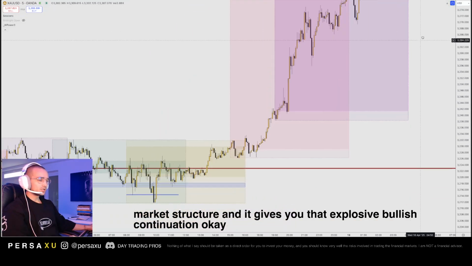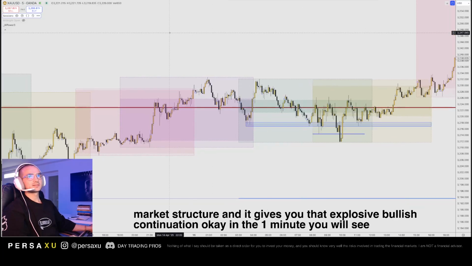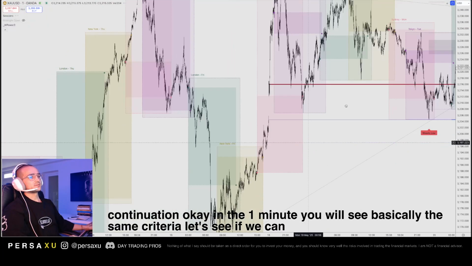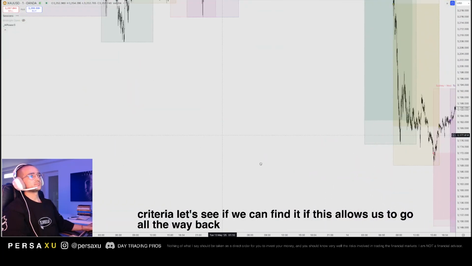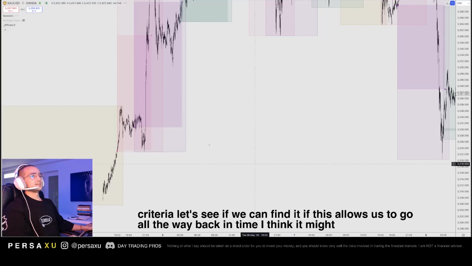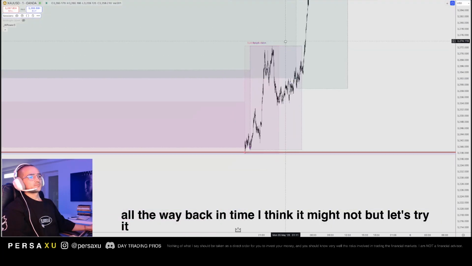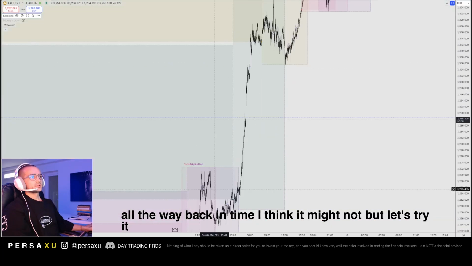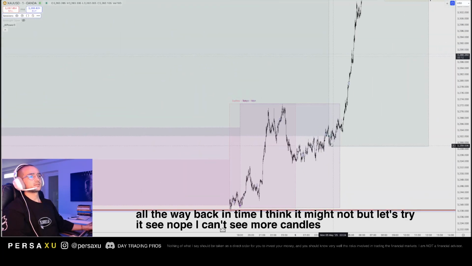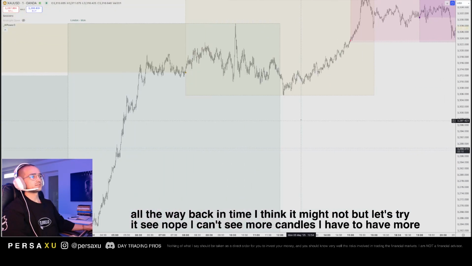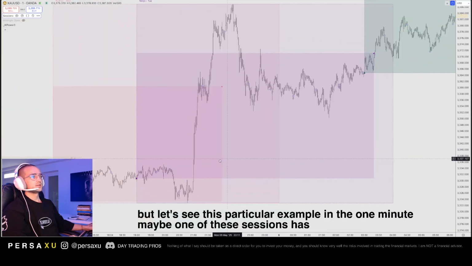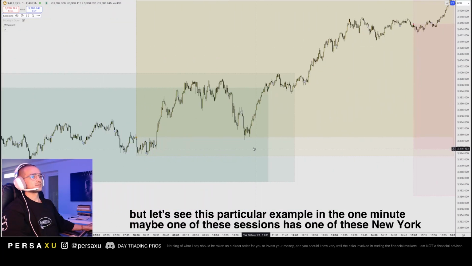Okay, in the 1 minute, you will see basically the same criteria. Let's see if we can find it, if this allows us to go all the way back in time. I think it might not, but let's try it. Let's see. Nope, I can't see more candles. I have to have more history. But let's see this particular example in the 1 minute. Maybe one of these New York sessions has a V shape.